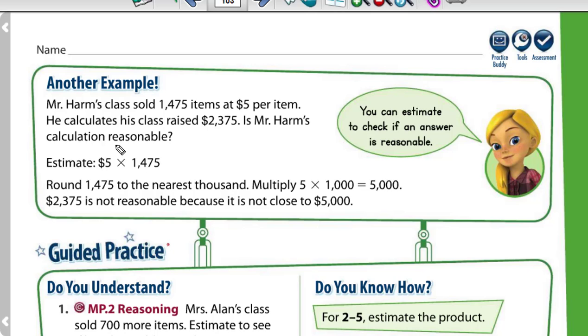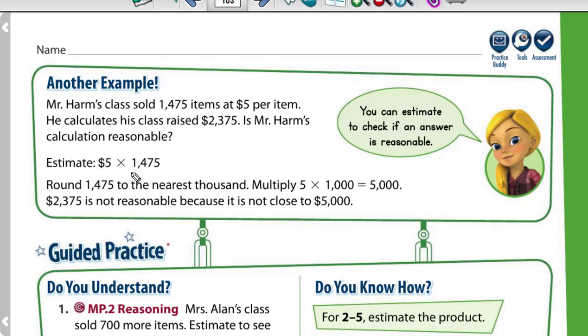Let's see how to do this. What's the meaning of reasonable? Acceptable or not, near to the exact answer or not, close to the exact answer or not. If it's close, we accept it. We accept the answer, not the estimation. We do estimation to know if the answer is right or wrong. The answer is reasonable or not reasonable. If it's not, it's a wrong answer. Okay guys, let's continue.